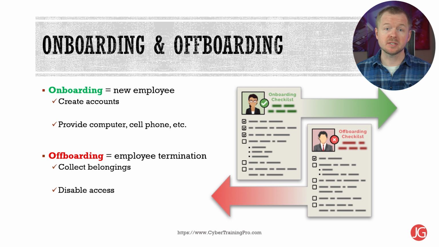Onboarding is a process of granting individuals access to company systems and networks when they first get hired. For example, you'll get your network login information and possibly login credentials for certain applications. Offboarding is when an employee is actually leaving the company and their access needs to be terminated. This also includes collecting company property like cell phones, laptops, and badges.